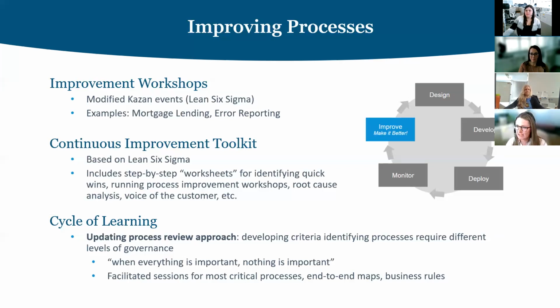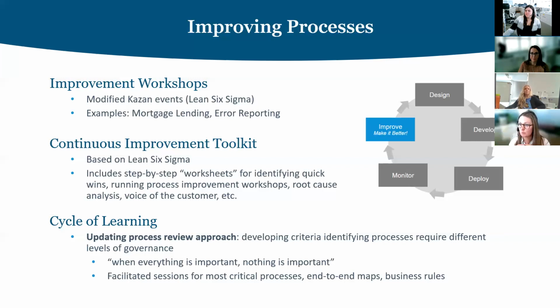One of the cycles of learning I wanted to touch on too is, I mentioned before that we have 600 process maps, and all of them are expected to be reviewed annually by all stakeholders. You can imagine that is a huge time commitment, and it's really difficult for us to pay good attention to all of them, right? So one of the things we're currently in the process of doing is developing criteria to better rate the criticality of our different processes.